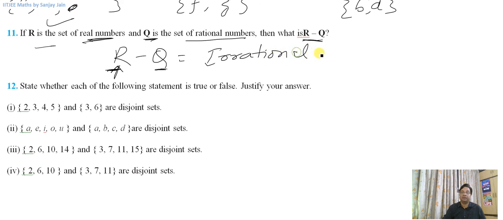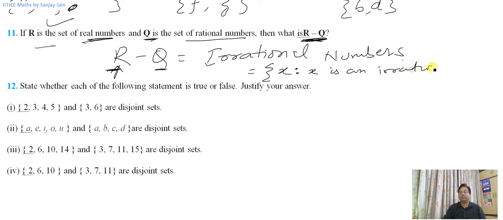Irrational numbers. So if I want to write it in the form of a set, because the difference of sets is also a set, let me write it in set builder form: x such that x is an irrational number. Okay, because real numbers consist of rational and irrational numbers. Rational and irrational numbers collectively are called real numbers. If I take all the rational numbers and all the irrational numbers, that will give me my entire number line.